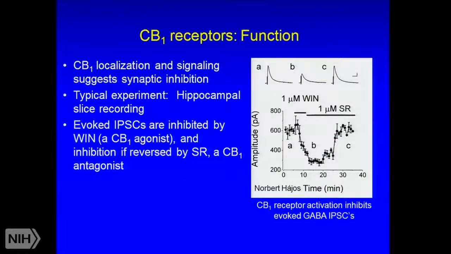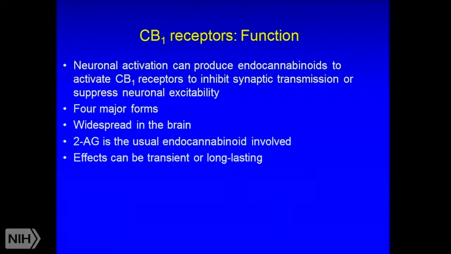So this is an IPSC evoked by release of GABA. You can see stable levels here. If you put on this CB1 receptor agonist, WIN, you see a diminution of the amplitude of the IPSC, and that is reversed by a CB1 receptor antagonist, SR. So this is classic: CB1 receptors inhibit synaptic transmission.